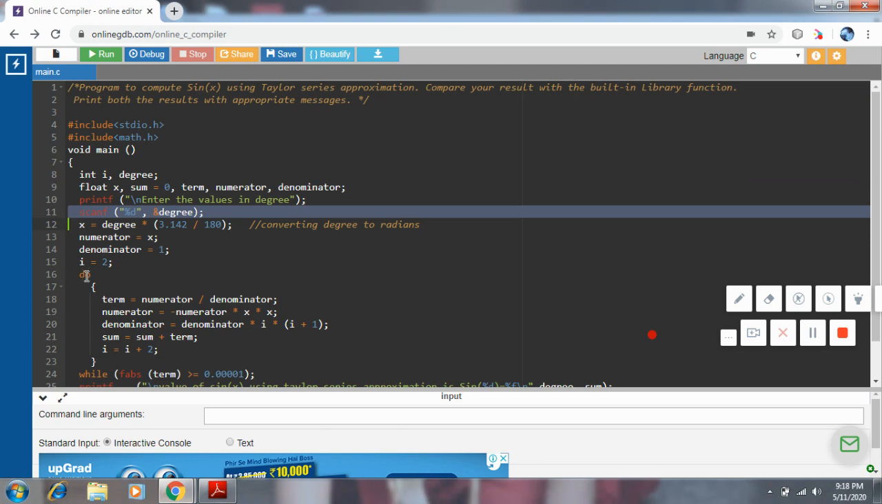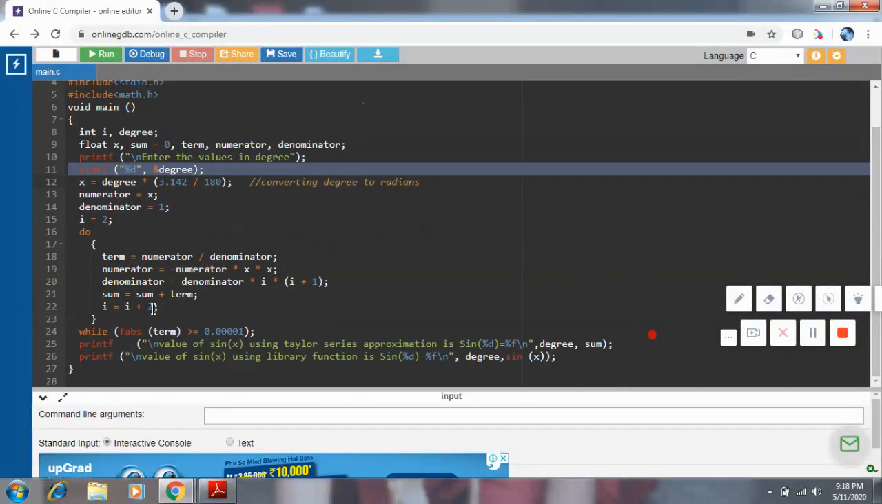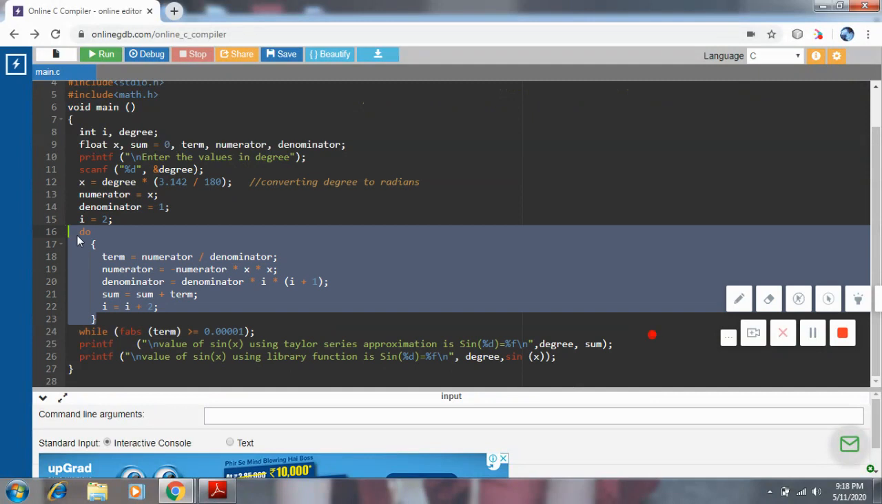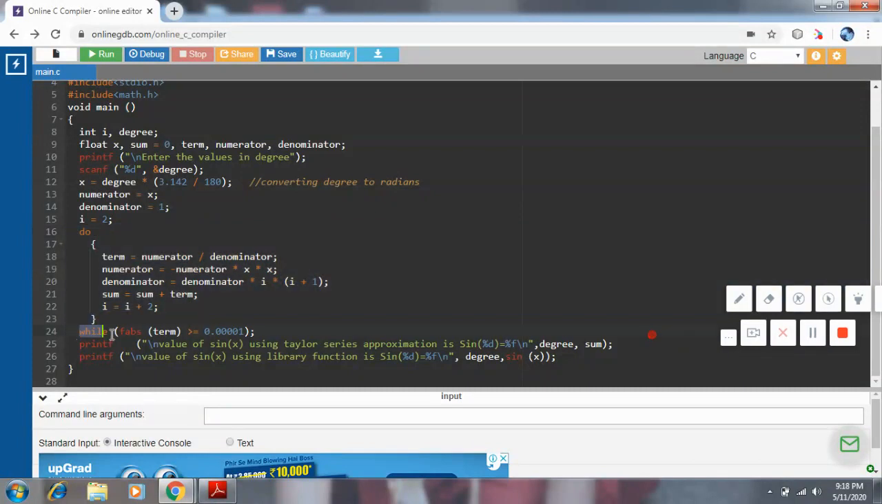So I'm using the do while looping construct to solve this program. This complete block is the do part, from line number 16 to 23. This is the while part. Here term equals numerator by denominator. So the first term will be calculated, since we have a numerator and denominator value already.